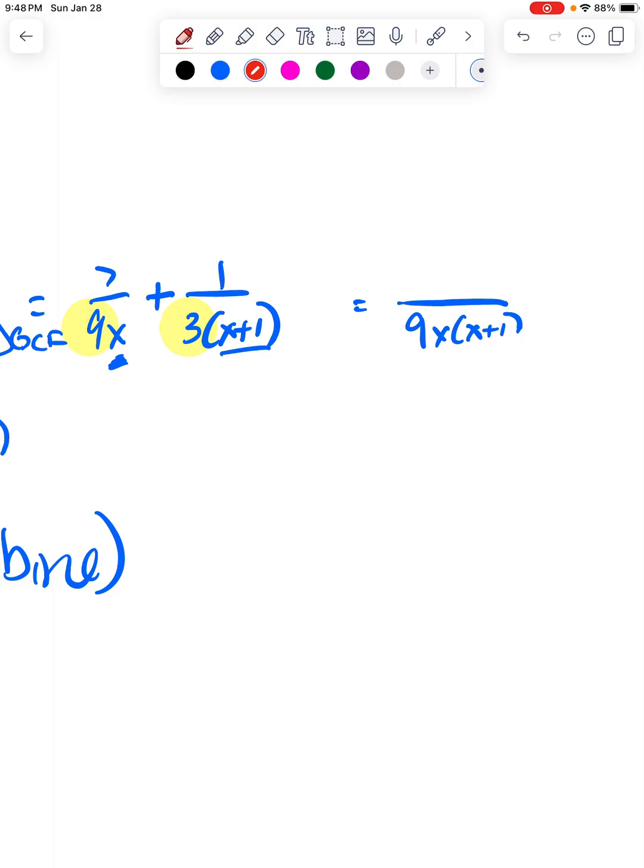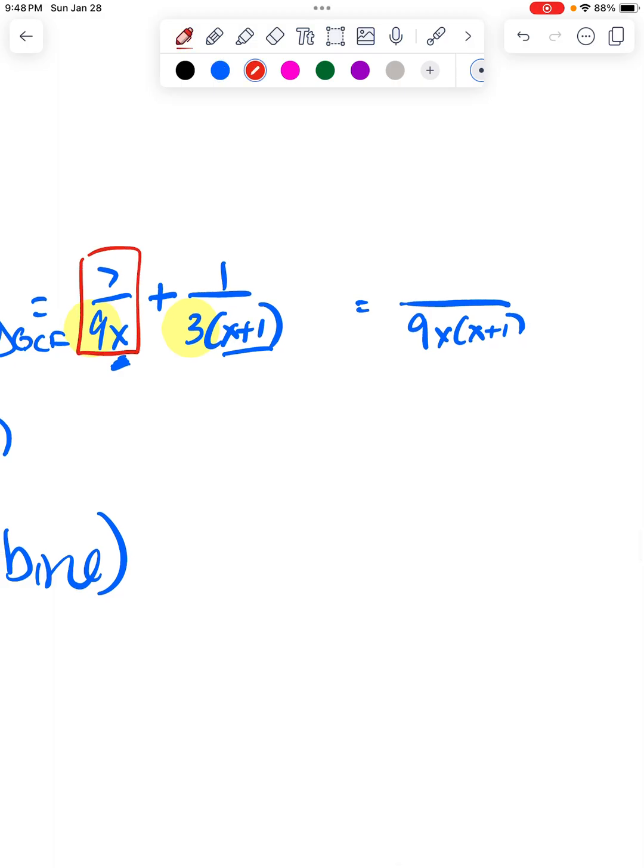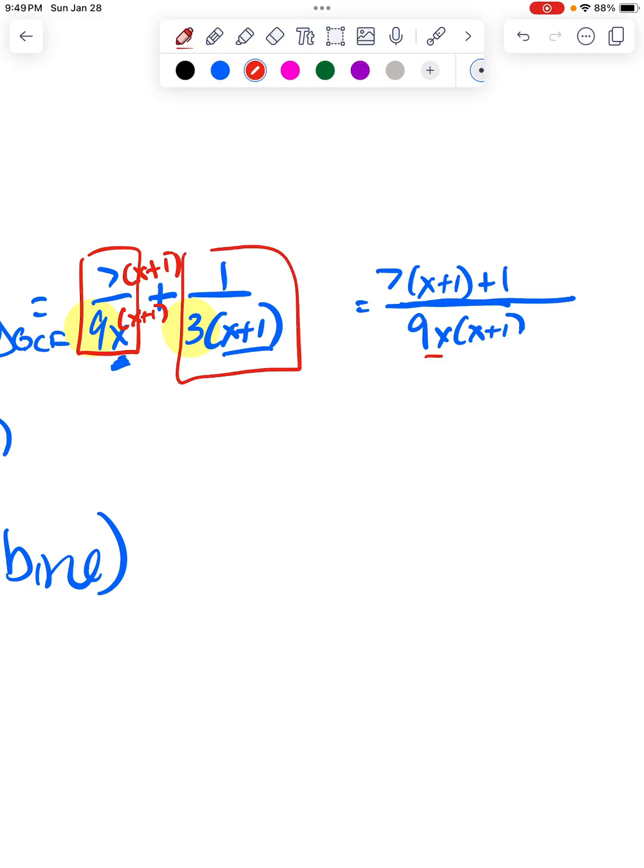So in this first fraction, I have the 9x part of my common denominator, but not the x plus 1. So I'm going to have to multiply that part of the top, this is the adjusting part, by x plus 1. You're adjusting it by whatever it was missing. So the 1 in the original problem is already over a 3 and an x plus 1. So in order for it to match this on the outside, I'd have to take that 3 and multiply it by another 3 and an x.